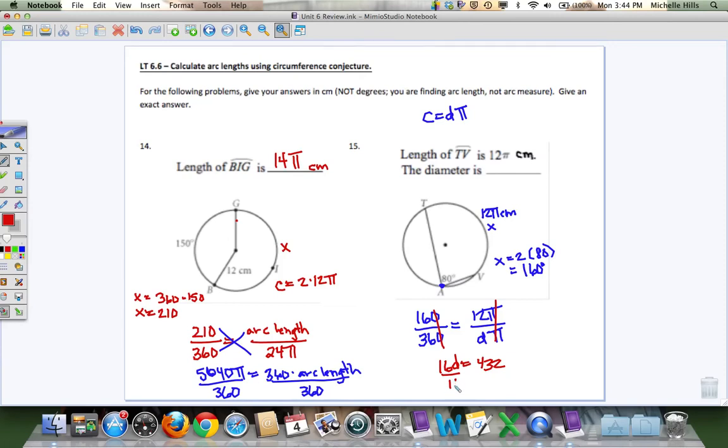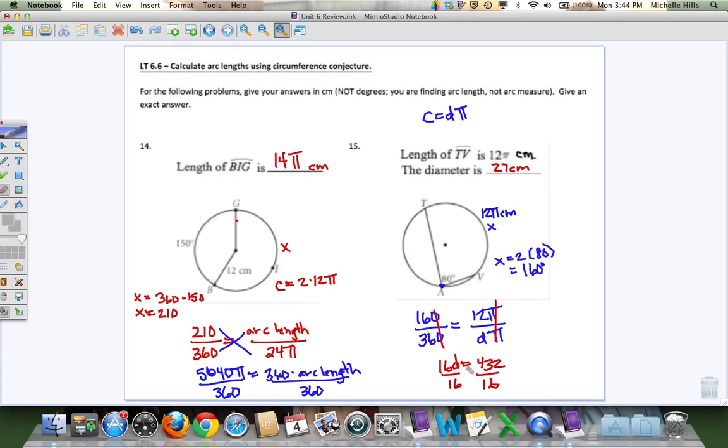Then I divide both sides by 16 to solve for d, and I end up with 27 centimeters. And I believe on my answer key I had said radius. I actually didn't read the problem carefully. It should be 27 centimeters for the diameter.